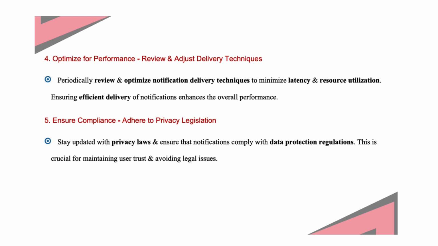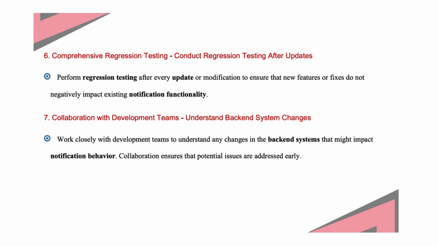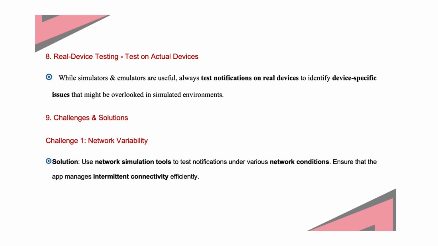6. Comprehensive regression testing. Conduct regression testing after updates. Perform regression testing after every update or modification to ensure that new features or fixes do not negatively impact existing notification functionality. 7. Collaboration with development teams. Understand back-end system changes and retest. 8. Real device testing. Test on actual devices. While simulators and emulators are useful, always test notifications on real devices to identify device-specific issues.